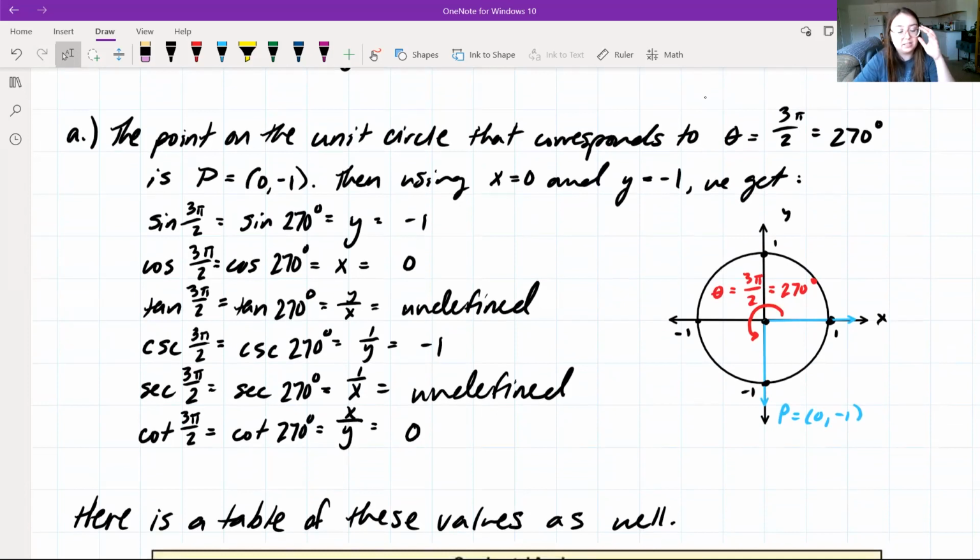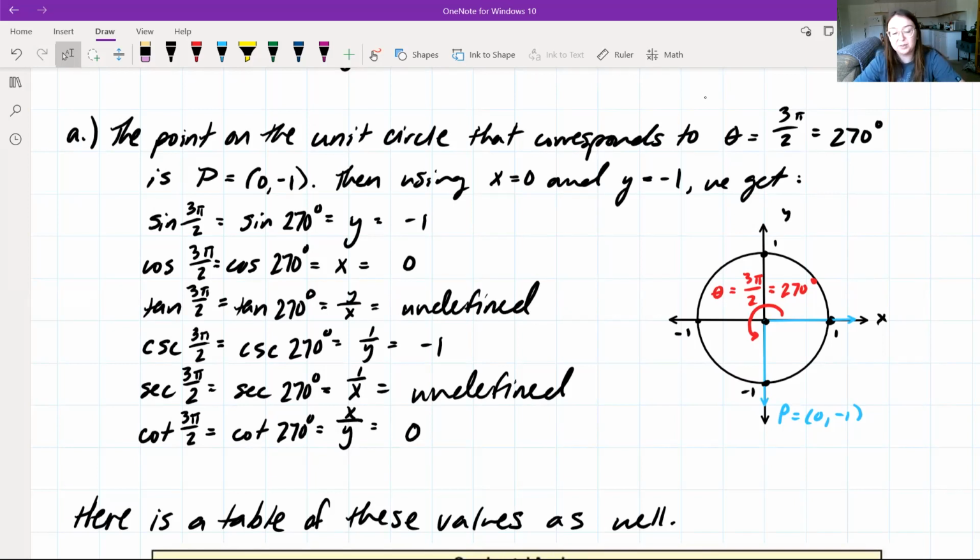All right, our last quadrantal angle we have as theta is equal to 3 pi over 2, which is 270 degrees. So this point lies at 0, -1. So now x is 0 and y is -1. So plugging these into our trigonometric functions, we get sine of 3 pi over 2, or 270 degrees, corresponds to y, which is -1. Cosine of 3 pi over 2, or 270 degrees, is going to be 0, because it corresponds to x. Tangent of 3 pi over 2, or 270 degrees, will be y over x, so that's going to end up being undefined, because it's going to be -1 over 0.